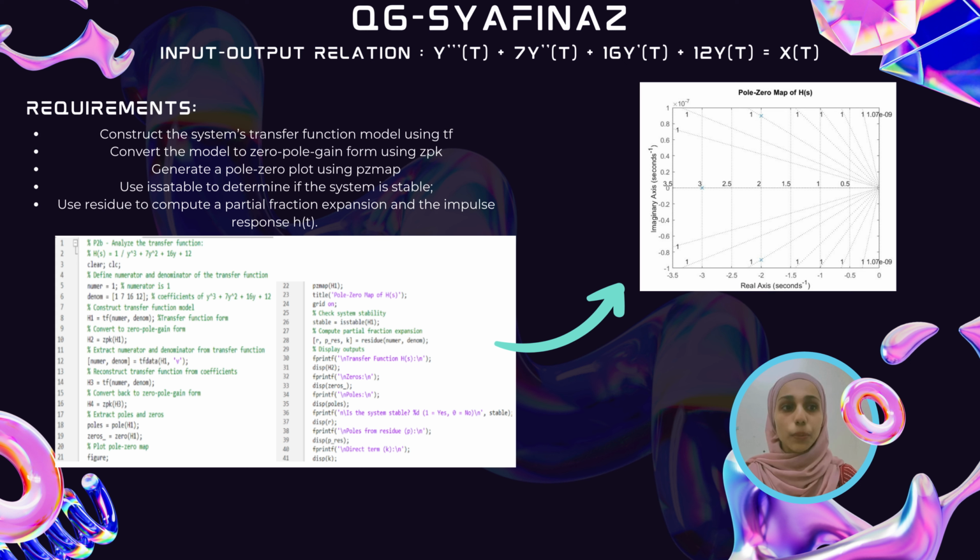To check stability, we use the isstable function, which returns whether all poles lie in the left half plane. Then using the residue function, we perform partial fraction expansion to prepare for finding the inverse Laplace transform. This helps us calculate the impulse response h(t). The process reveals the system structure and whether it behaves in a stable manner over time.